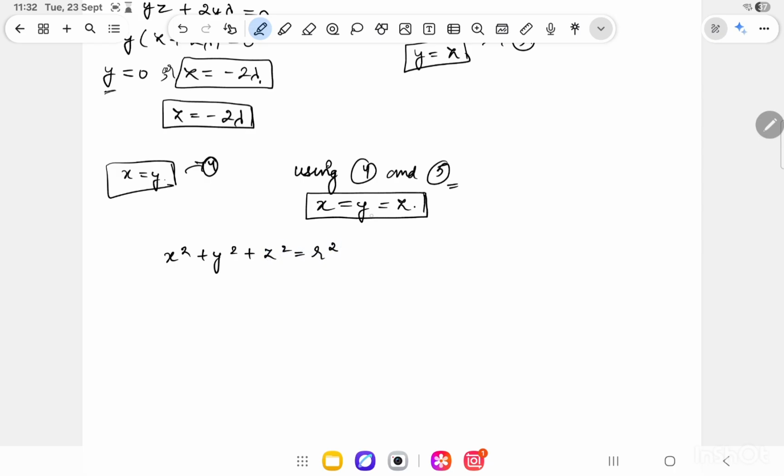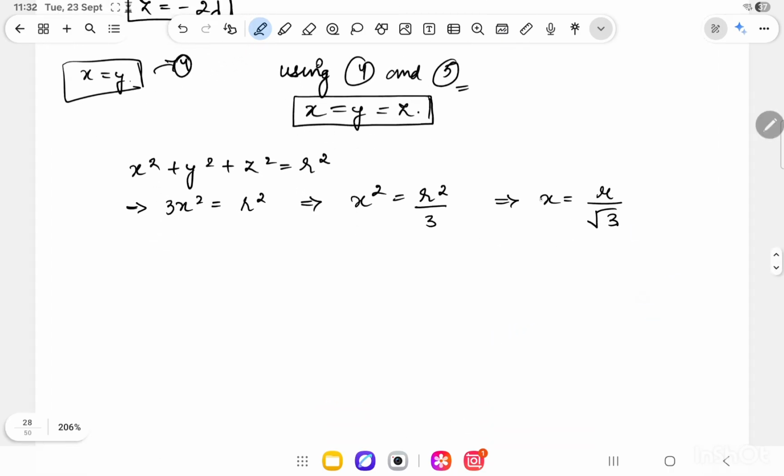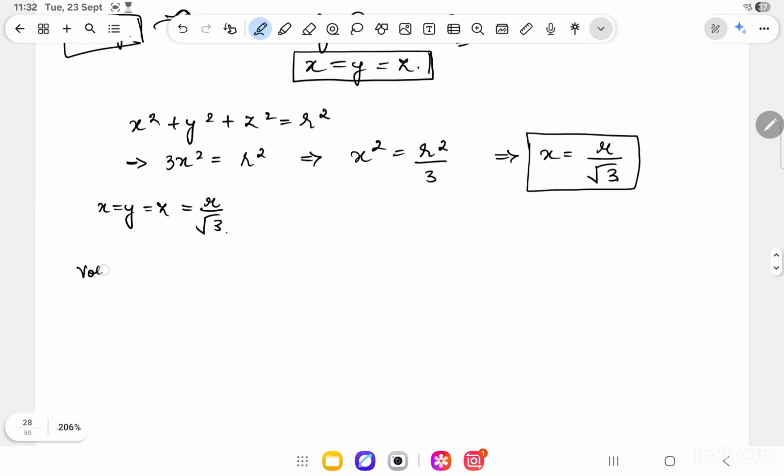Using that, if I put x equals y equals z, I'll get 3x square equals r square. So from here I'll get x square equals r square by 3, which gives me x equals r by root 3. I've excluded the negative sign because length cannot be negative. Likewise, since x equals y equals z, all three lengths will be equal to r by root 3. So from here I'll get the volume of the cube as r cube by 3 root 3.